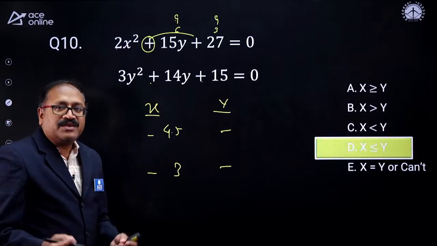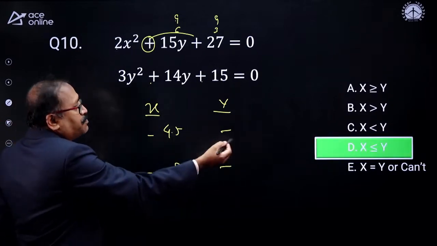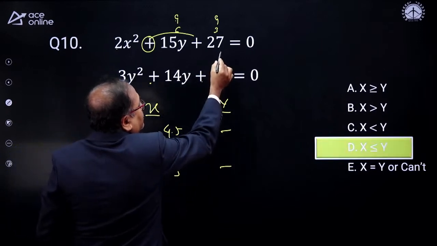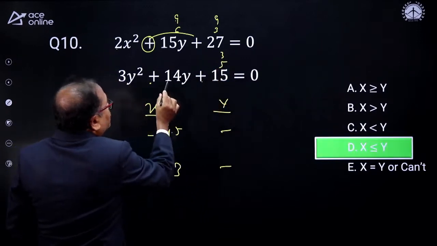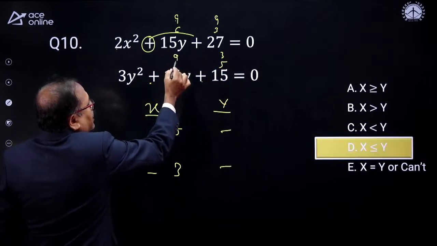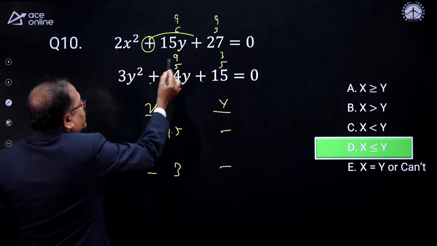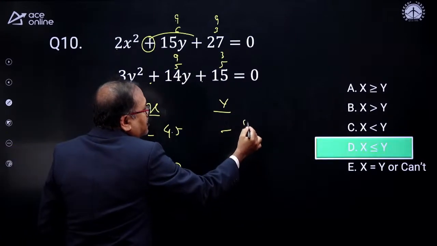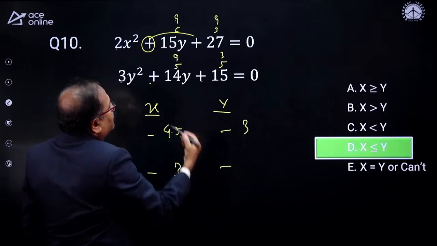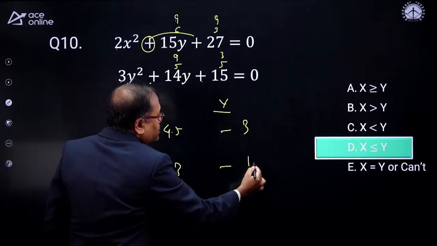Okay, let me check. Probably I might have put the wrong option. I'll go with this here, 15. I can write down this 3 and 5. So 14: 3 into 3 is 9, and 9 plus 5 is 14. So 9 divided by 3, this is 3. And here 5 divided by 3, that is 1.66.